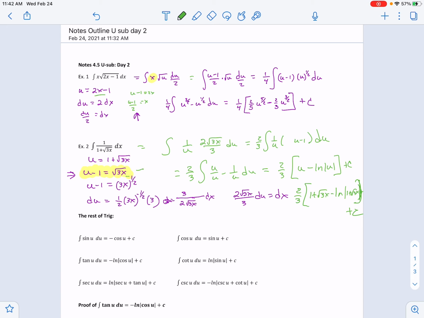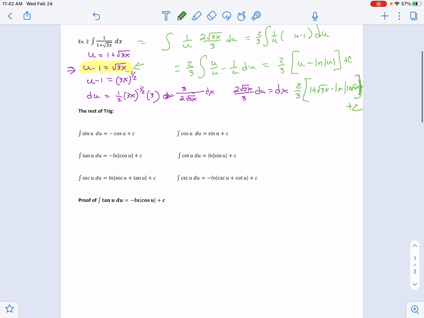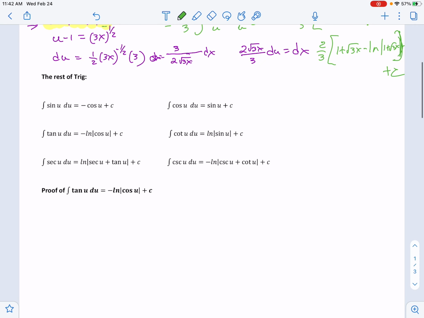And the question is, how did I know to do this? Because I've done it before. I probably worked it and had to rework it to find that out. All right, here's the rest of trig. Things you just have to memorize. These we already knew. Okay? These are new with this natural log in there.